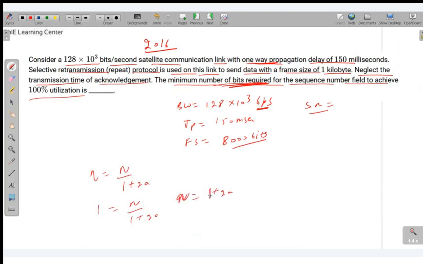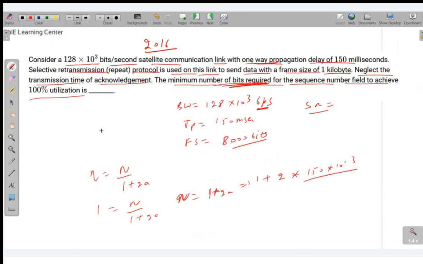Now we will solve it. 1 plus 2 into a, and a is TP upon TT. Propagation time is 150 milliseconds, so into 10 power minus 3. And what about the TT time?